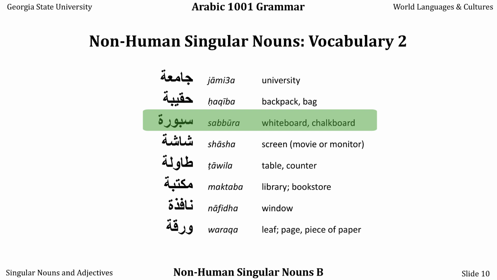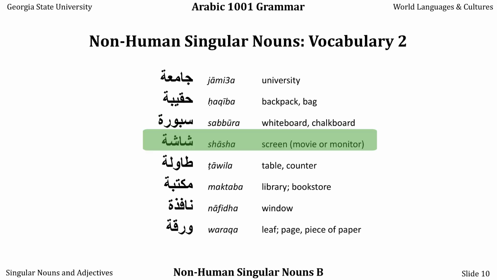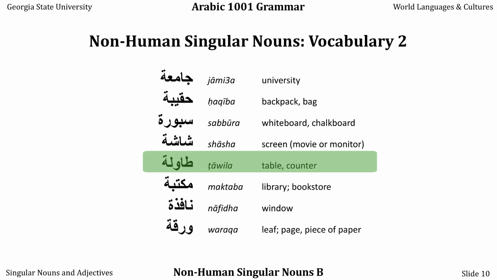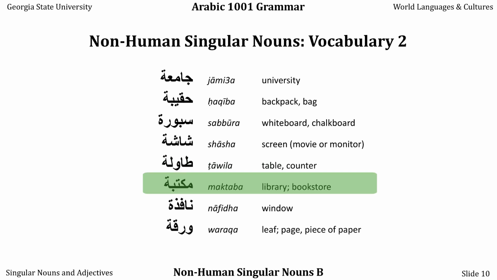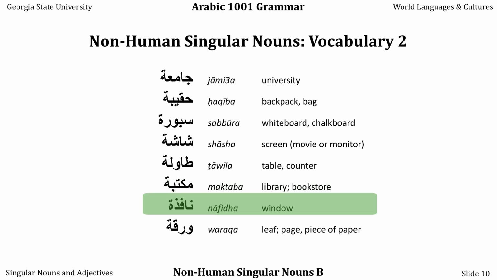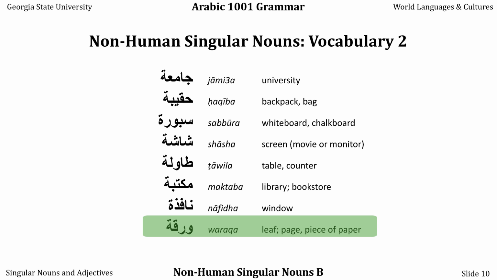A sabura is a whiteboard or a chalkboard. A shasha is a screen. A tawila is a table or a countertop. It comes from the word for long. A maktaba is a library or bookstore. It shares the kaf ta ba root with maktab and kitab, meaning to write. A nafidha is a window. A waraka is originally a leaf, but also has come to mean a page or a piece of paper.